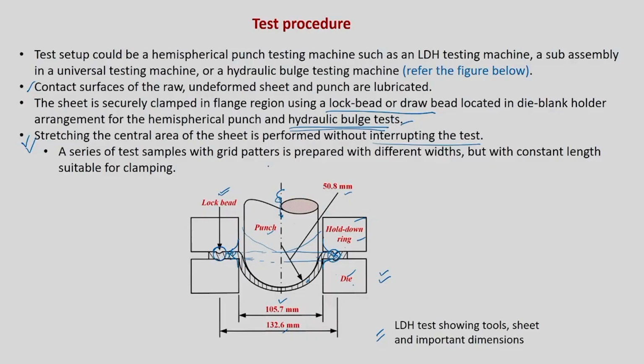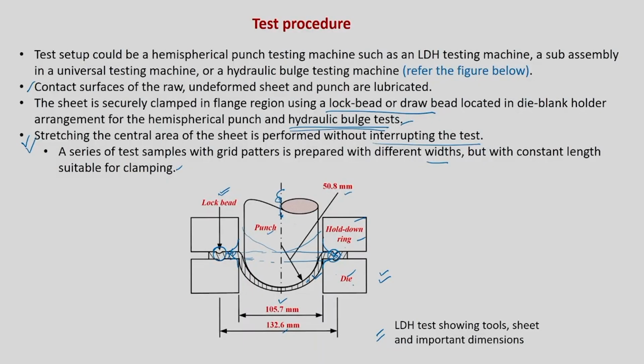Okay, a series of test samples with grid patterns is prepared with different widths but with constant length suitable for clamping. Now, in order to get the forming limit curve, you need to deform this particular sheet at different strain paths or beta values, right? That is done in this test just by changing the sheet width, keeping the length constant. You use this setup to form the sheet until fracture, until necking, and you measure the strain grids near the neck region, and you will get the forming limit curve.